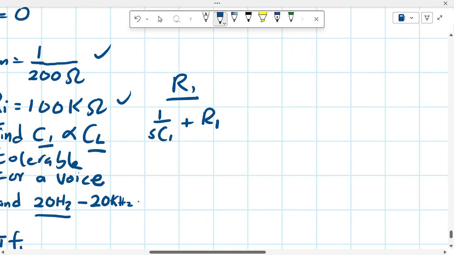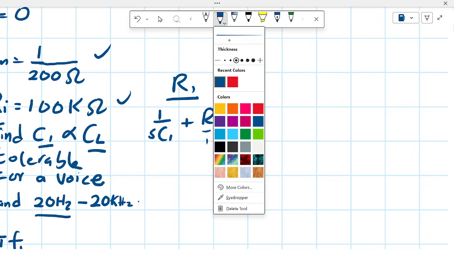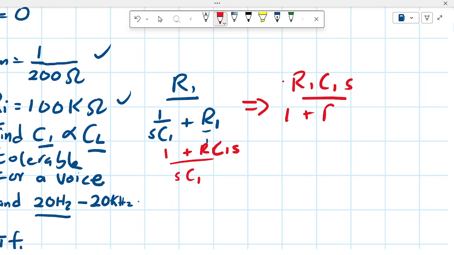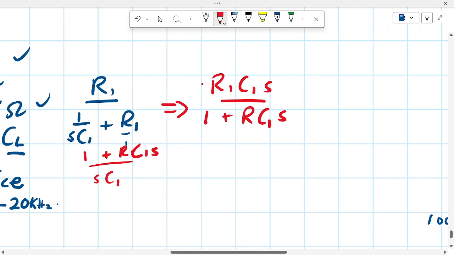Then we could simplify this to have SC1. So here we have 1 plus R1 C1 S. Okay, then the final equation looks something like R1 C1 S over 1 plus R1 C1 S. Okay, then we replace S with omega J.